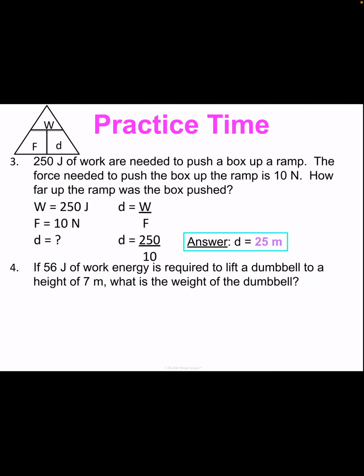So again, that one required us to rearrange the equation to solve for distance. This next one here will be similar, but we're going to rearrange the equation to solve for force. So 4 says if 56 joules of work energy is required to lift a dumbbell to a height of 7 meters, what is the weight of the dumbbell?